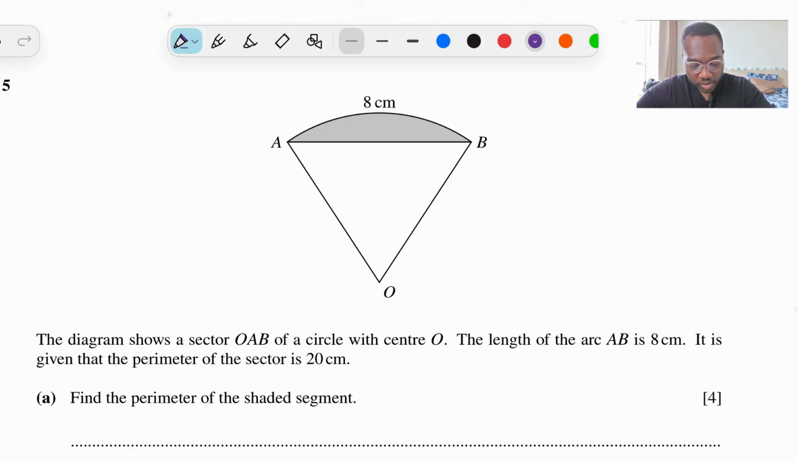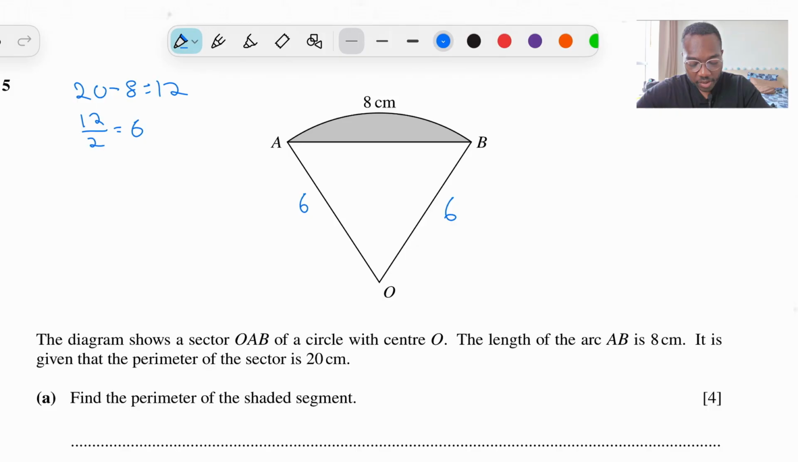Therefore, we actually know what that is already. Because if we know the whole perimeter is 20, well, 20 minus 8 is just 12. So we know that A and B, well, 12 over 2, they have to be the same. So they each have to be 6. So we know that AO, the distance is 6, and we know that BO, the distance is also 6.